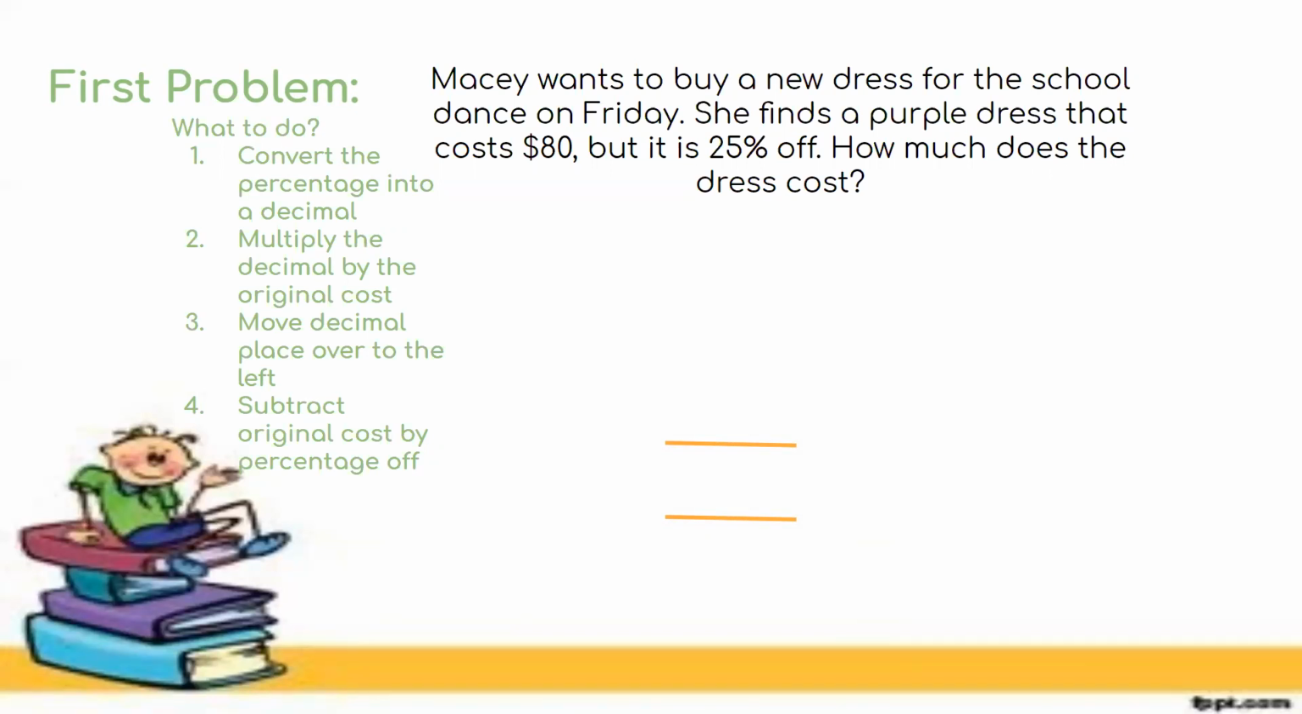So first, we need to convert the percentage into a decimal. So the percentage we have is 25%. An easy way to think of this is, so 25 is the whole number, right? So think of it as 25.0. So our decimal is located after the 5, and we have to move that decimal place 2 places to the left. So I'll move 1, 2, and this will give us a decimal of 0.25.